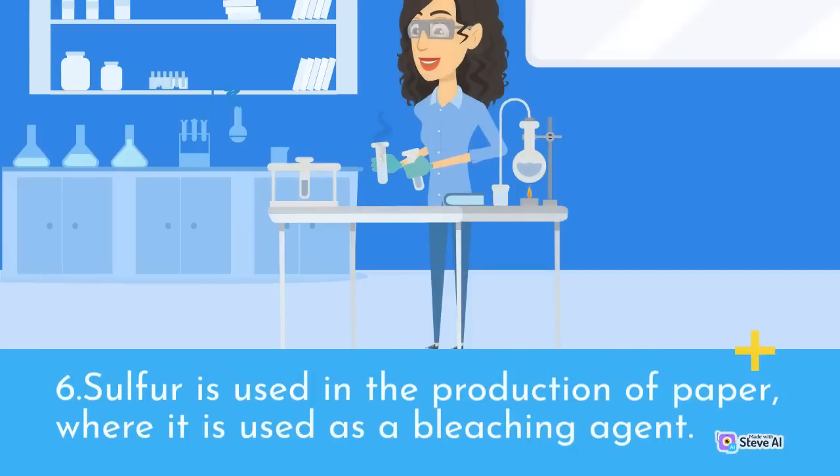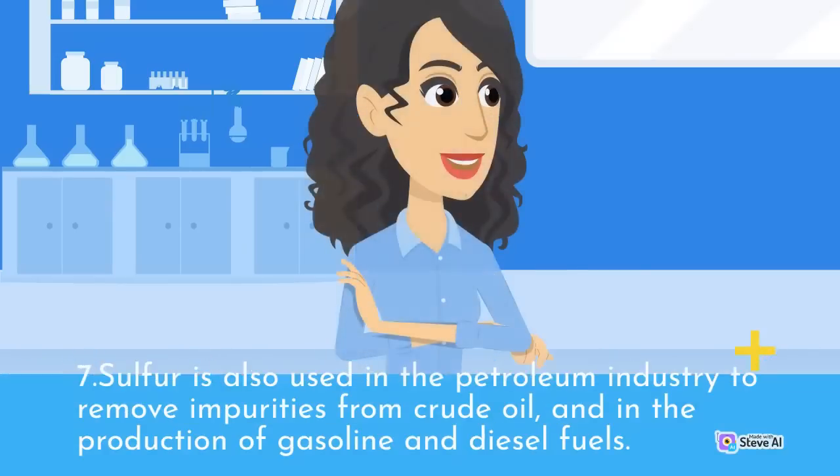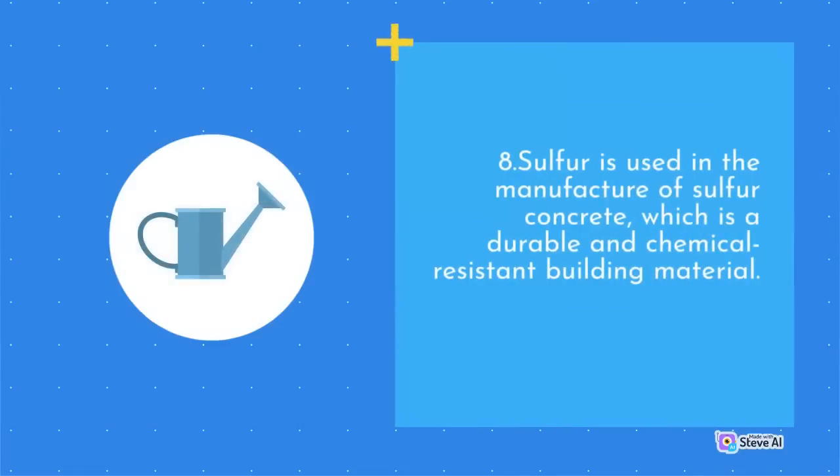6. Sulfur is used in the production of paper, where it is used as a bleaching agent. 7. Sulfur is also used in the petroleum industry to remove impurities from crude oil, and in the production of gasoline and diesel fuels. 8. Sulfur is used in the manufacture of sulfur concrete, which is a durable and chemical-resistant building material.